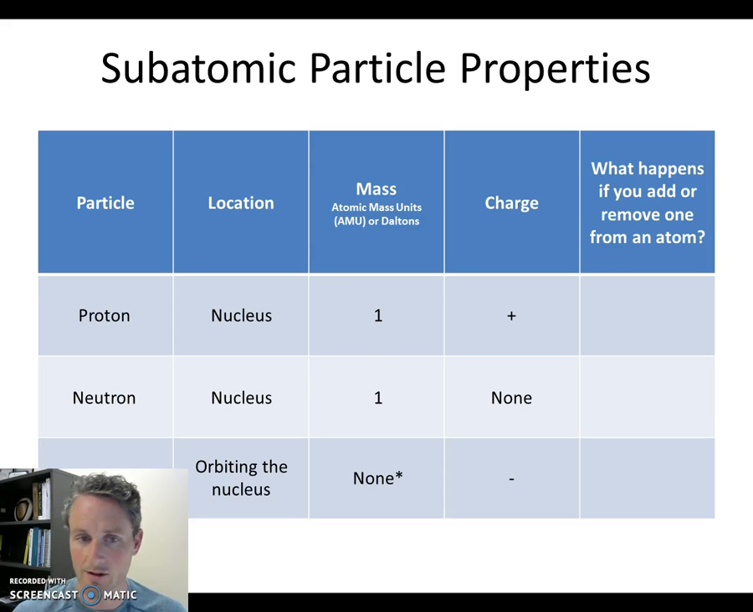So let's go back to our table here. Again, I have this question at the end. What happens if you add or remove one of these particles from an atom? So again, we're thinking about the proton. What happens if we add or remove a proton from our atom? Let's use a simple example. Let's start with hydrogen. So what happens if we add a proton to hydrogen? Now that nucleus is going to have 2 protons in it. Remember, the number of protons in the nucleus determines which element it is. We will have turned that hydrogen atom into a helium atom. So what we do is we change the element. If we add or remove a proton from an atom, we change the identity of the element.